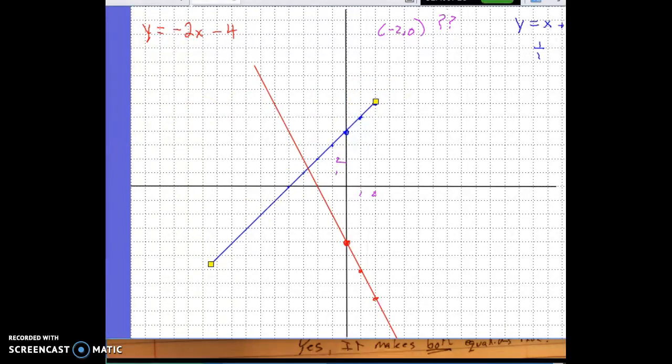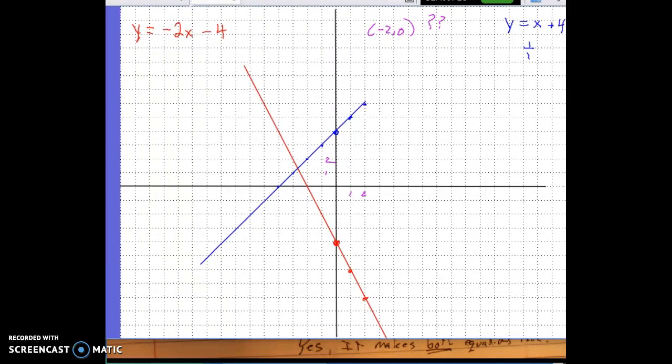So the question, was (-2, 0) a solution to this? We look, here's the point (-2, 0). Well, the point (-2, 0) worked in the red equation. It made this equation true. But the point (-2, 0) is not a solution on the blue. So it's not the point where the two cross or intersect, meaning (-2, 0) is not the solution to the system.